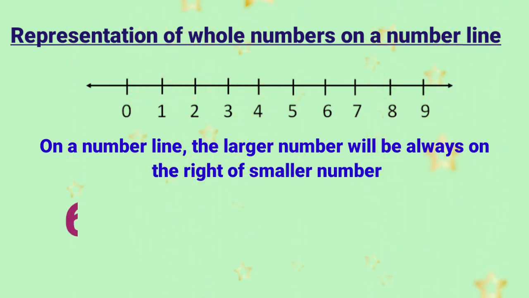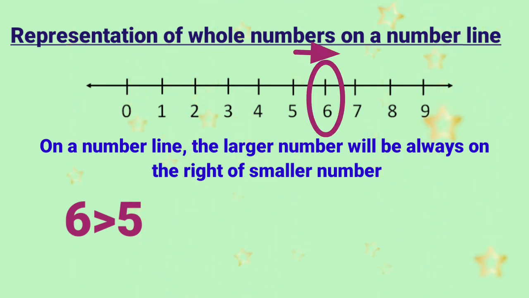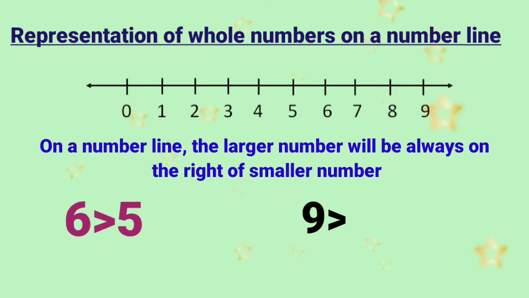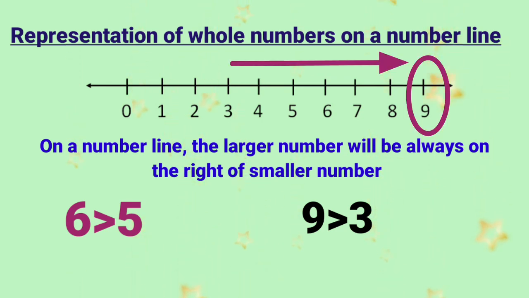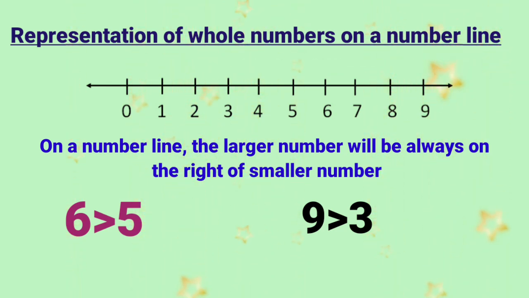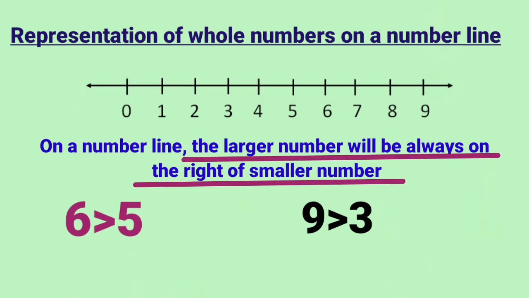For example, if we see 6 and 5, which is greater? Yes, 6 is greater and 6 is on the right side of 5. Similarly, one more example, let's see 3 and 9. We know 9 is greater and 9 is on the right side of the number line as compared to 3. So, larger numbers are always on the right side of the smaller numbers.